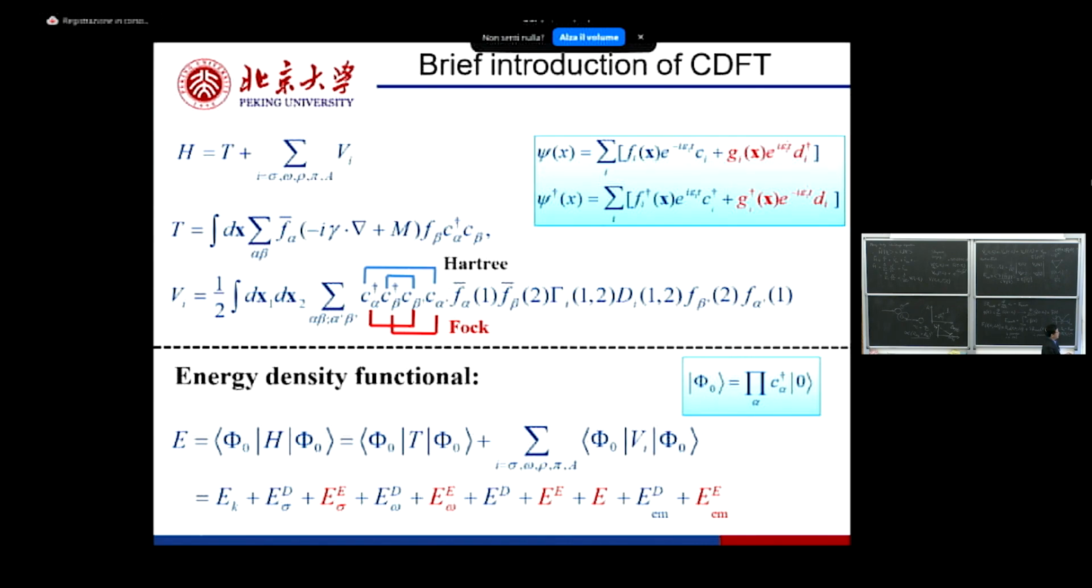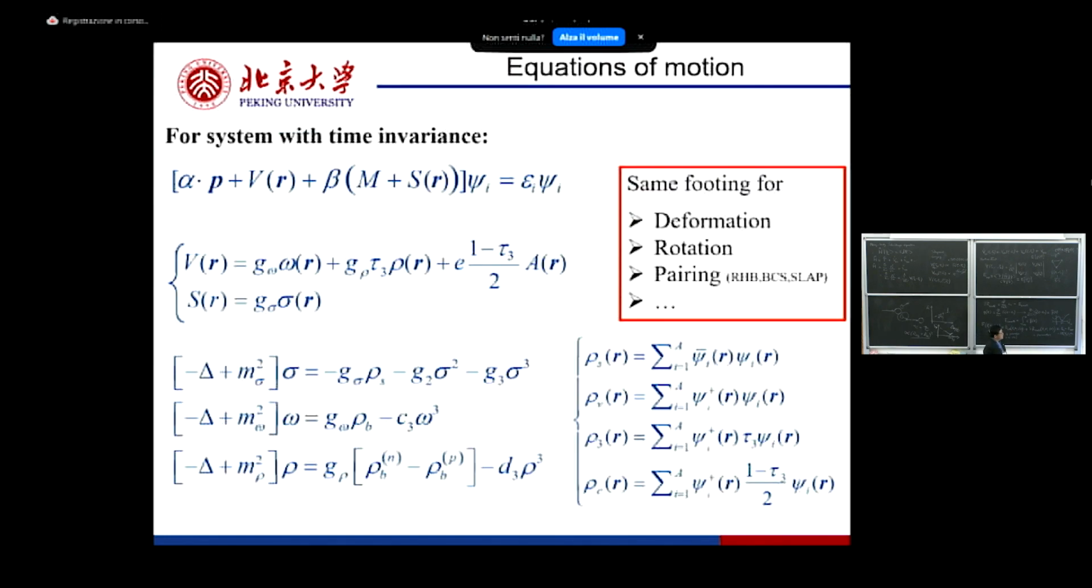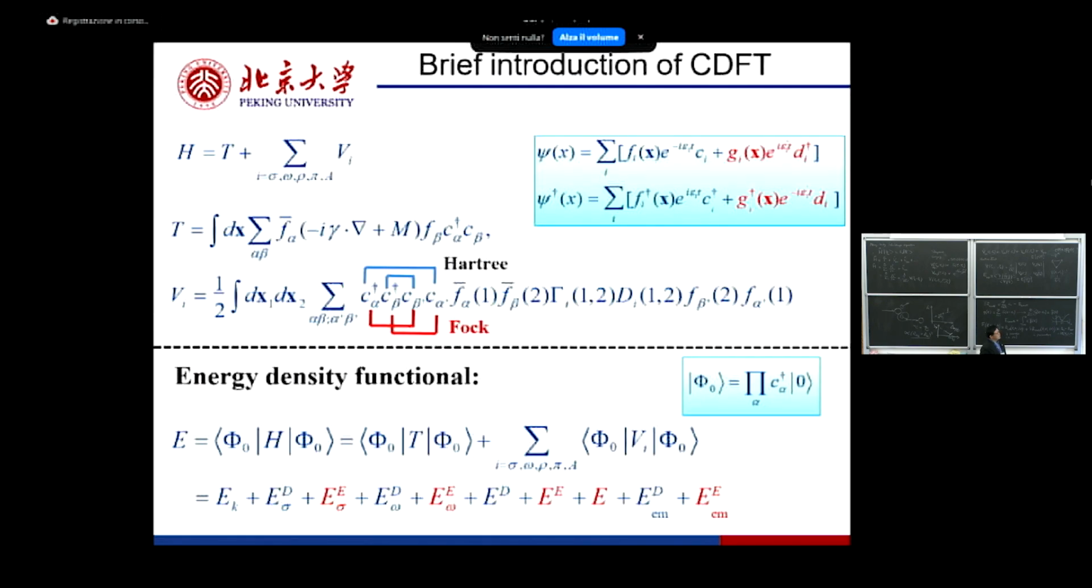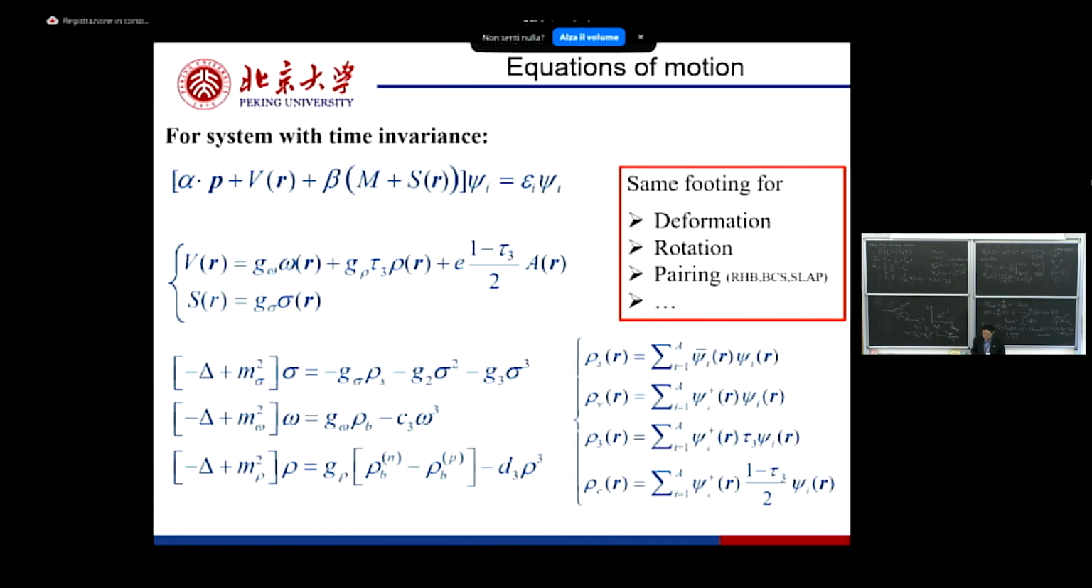This is the kinetic part. This is the sigma direct term, sigma exchange term, and again, this is for omega direct and omega exchange. This is for the rho mesons, and this is the electromagnetic field, and this is for the center-of-mass correction. And then from this energy density functional, if we do the variations, then immediately we end up with the equations of motion. This is the Dirac equation for the nucleus.